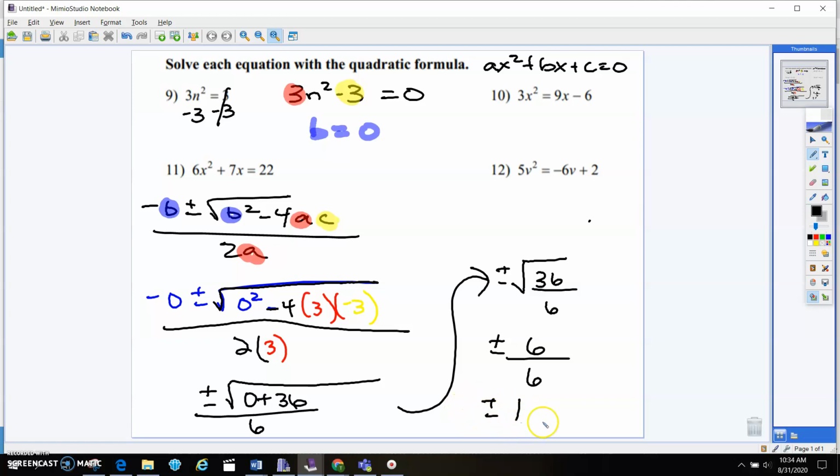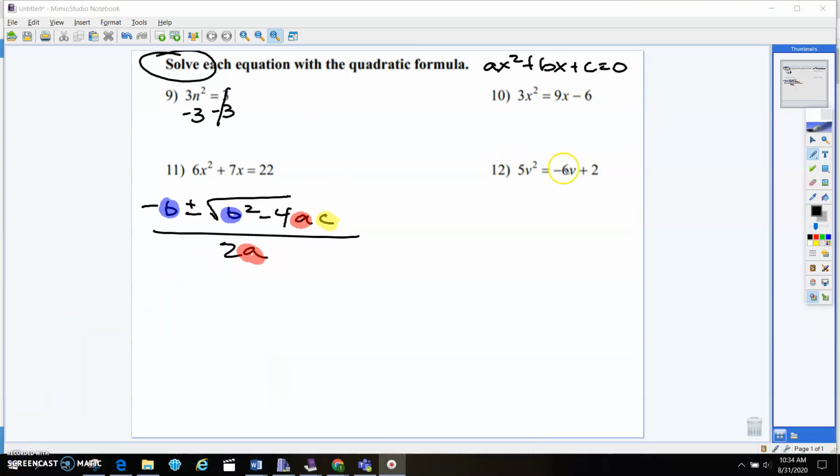Okay, so for this, since it said solve, we're going to have our answer be x equals 1 and x equals negative 1. So go ahead, pause the video, and try number 10, and then check your work in just 1 second.